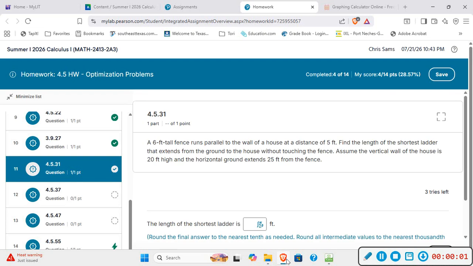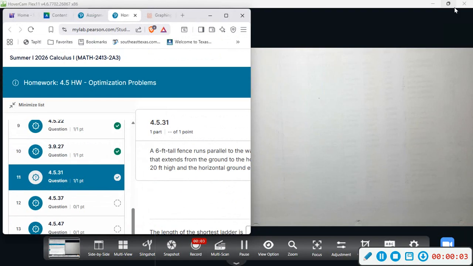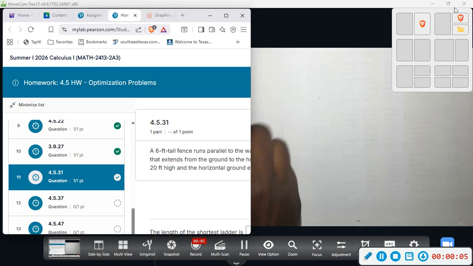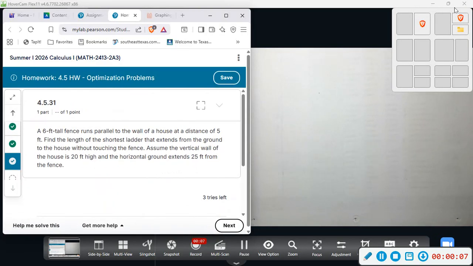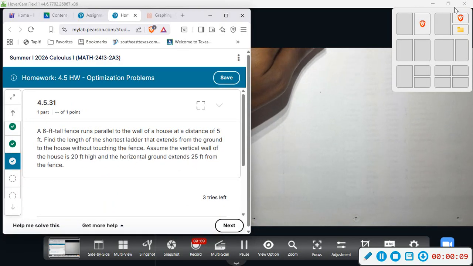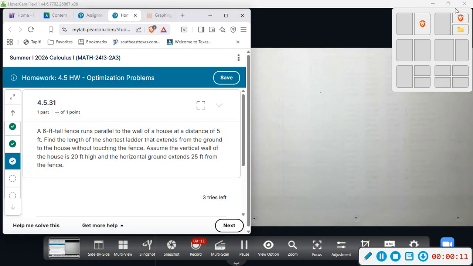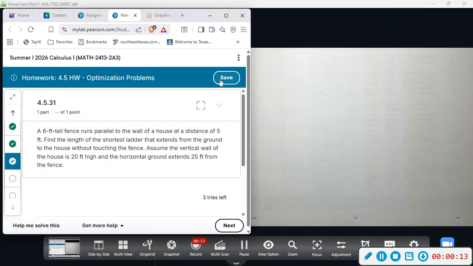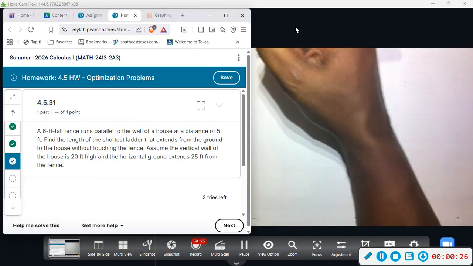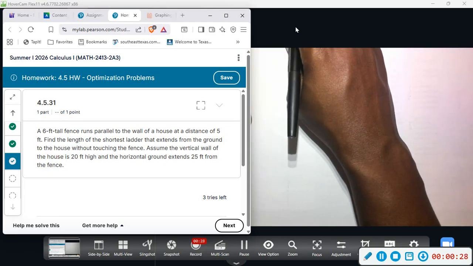All right, question number 11. This problem is similar to one in our text. It is quite lengthy, but we're going to try to find the shortest ladder that would fit up against the house. I'm going to draw a picture of this scenario, and then we'll work it out step by step. It is quite long, so do bear with me.